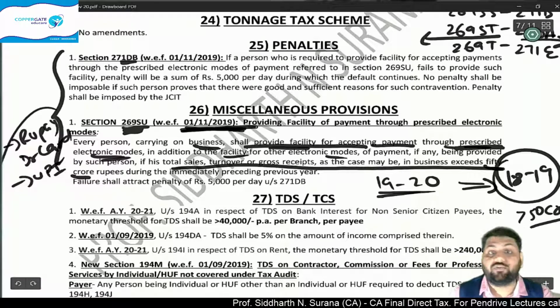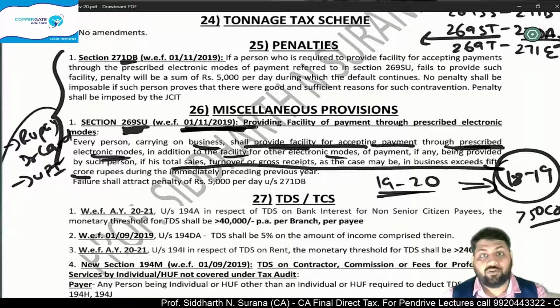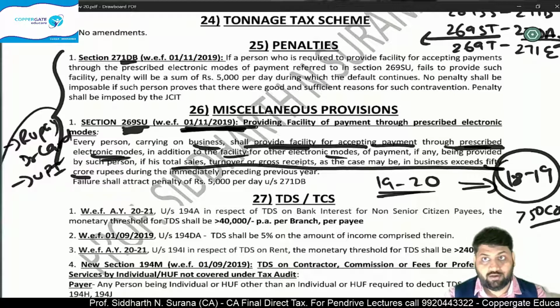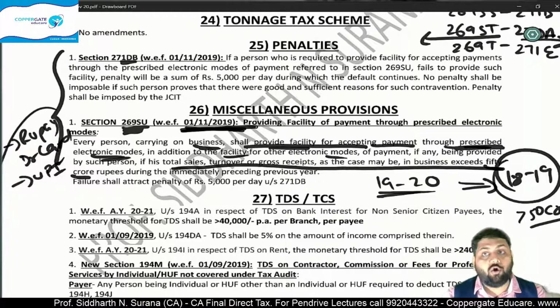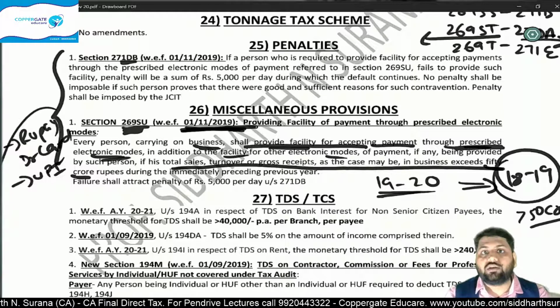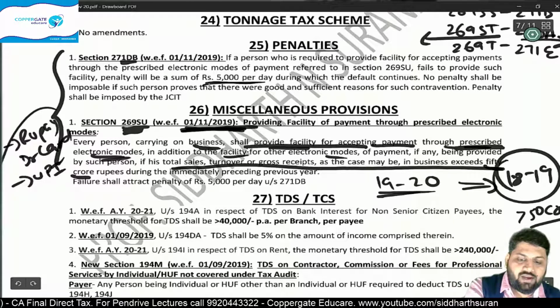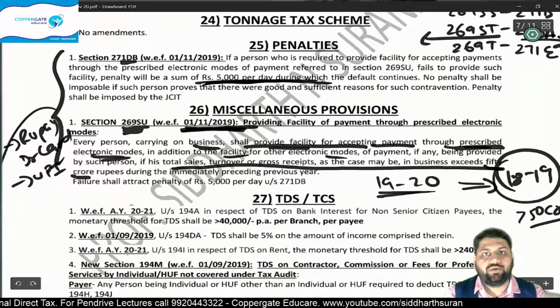This amendment came from 1st November. So till 31st October, if you have not provided the facility to your customer, it is going to be alright. It is going to be completely alright if you have not provided this facility to your customer up to 31st October. From 1st November, you will have to provide the facility. Otherwise, your penalty will be 5,000 rupees per day.